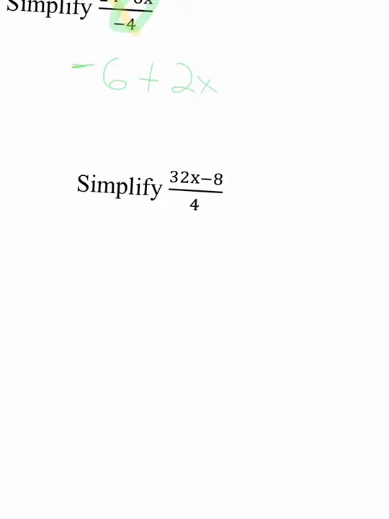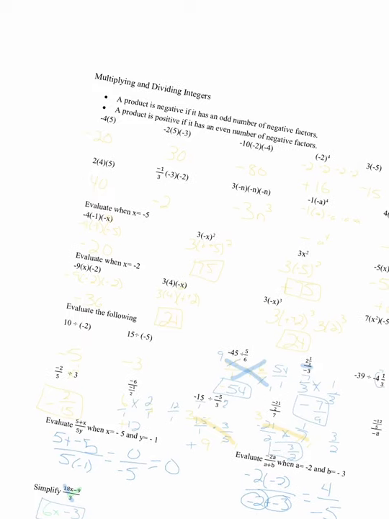And then we do this one, which would be 32x divided by 4, which is 8x, and then you do the other diagonal, negative 8 divided by 4, which is a negative 2, because 1 negative, it would be odd. Alright, so that is all for your multiplying and dividing integers. This is the back of that worksheet.